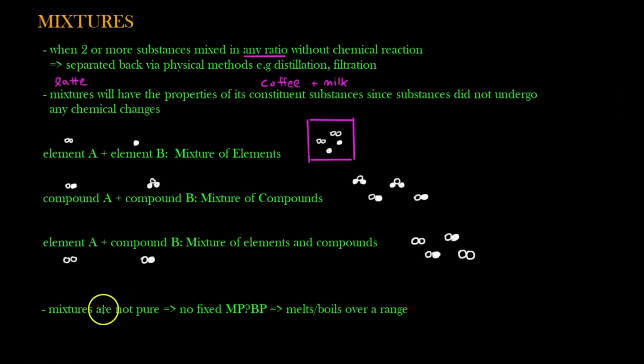Finally, mixtures are not pure. Basically, they have no fixed melting point or boiling point. Sorry, this is my mistake here; this should be an 'or'. So they have no fixed melting point or boiling point, so they melt and boil over a range.